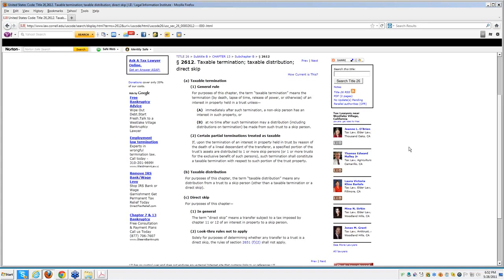Go read number 2. Look-through rules not to apply. Solely for purposes of determining whether any transfer to a trust is a direct skip, the rules of Section 2651(f)(2) shall not apply. Okay, so you have 3 types of taxes. You have a taxable termination, you have a taxable distribution, and a direct skip.